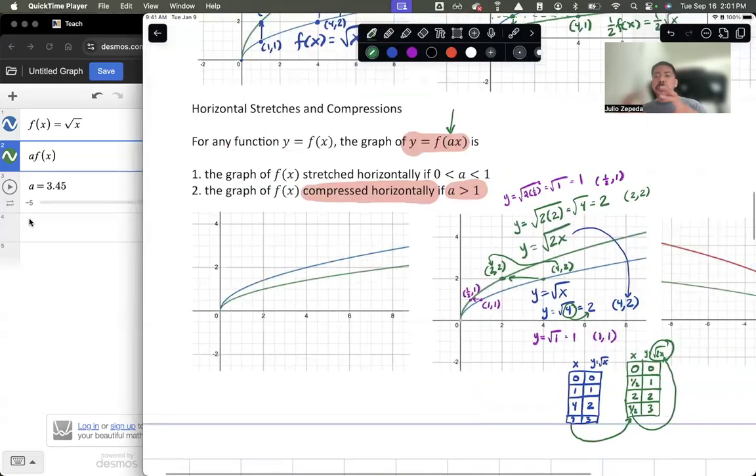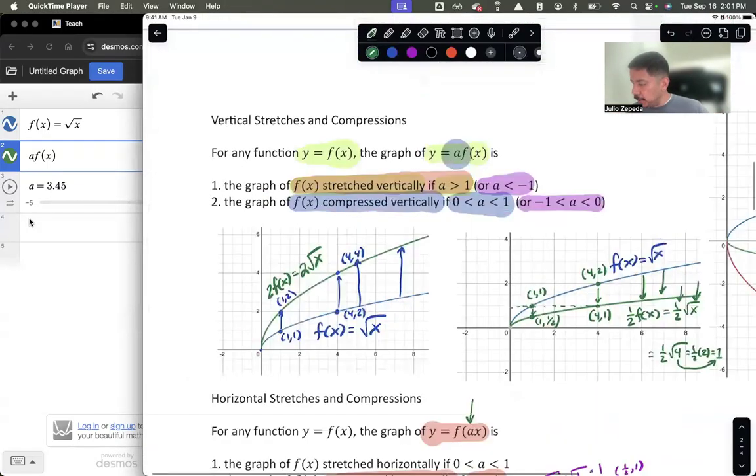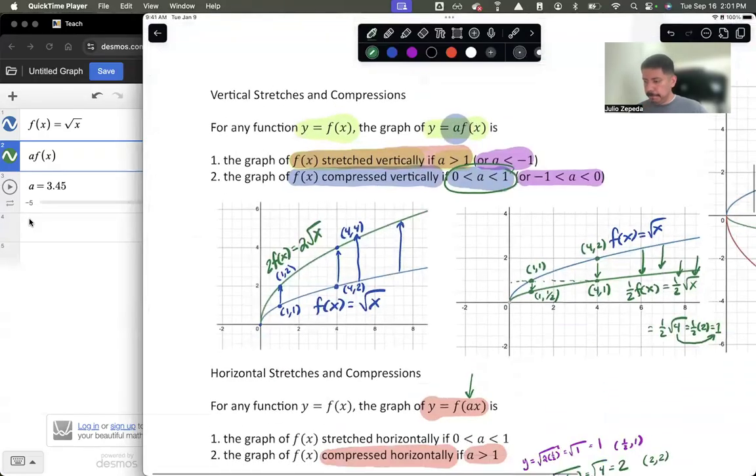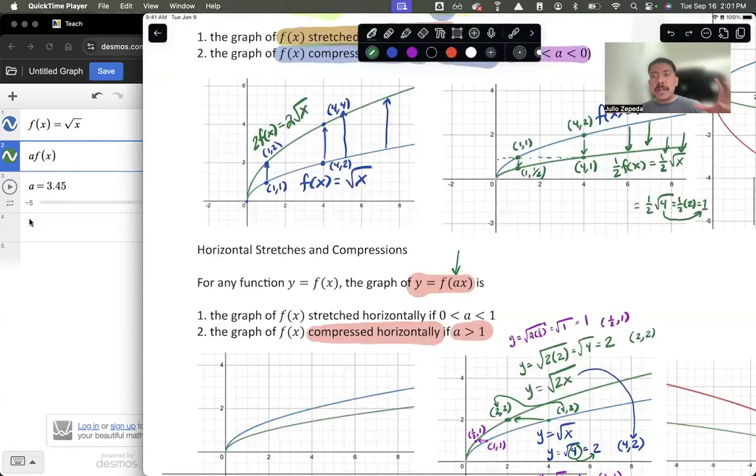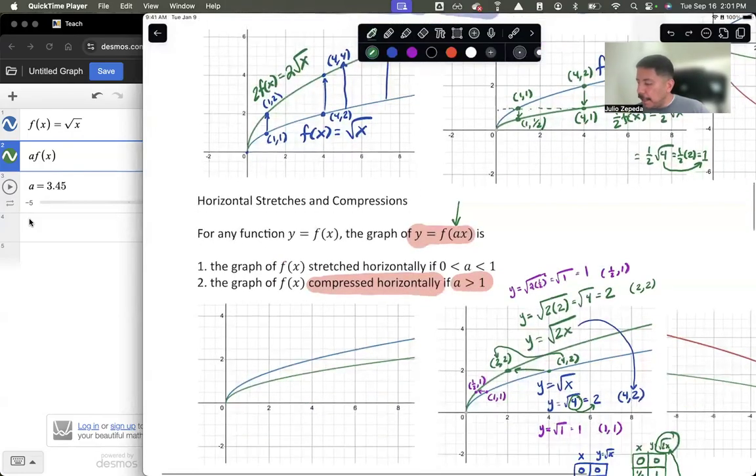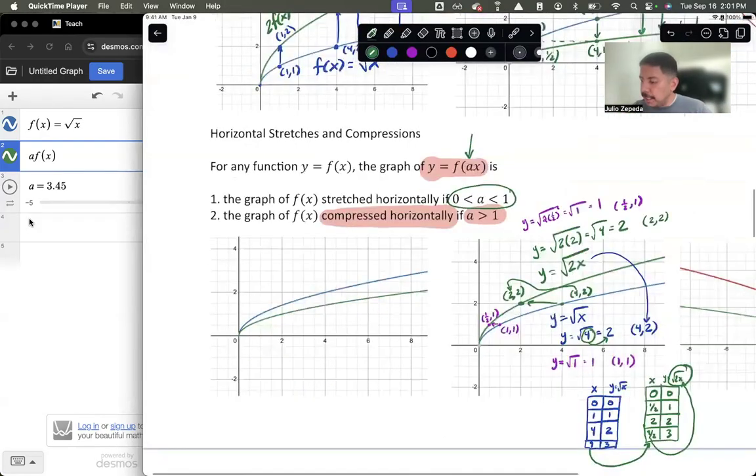Okay, so what if we want to stretch horizontally? Well, it's just going to be the other case from the numbers that we use for a horizontal compression. So it's kind of opposite here. Horizontal stretch comes from values that are between 0 and 1. So like a half. If you want to stretch horizontally by a factor of 2, put a 1/2 inside of the function. And that's what I did here.